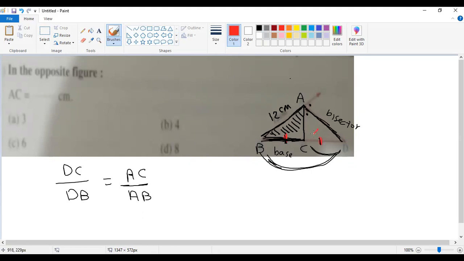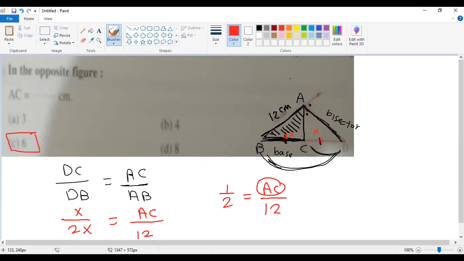So let's put x and x. So DC over DB, it's x over 2x, equals AC, I don't know the length of AC, over AB, which is 12. So x over 2x, it will be 1 over 2 equals AC over 12. So AC will be 6 centimeters.